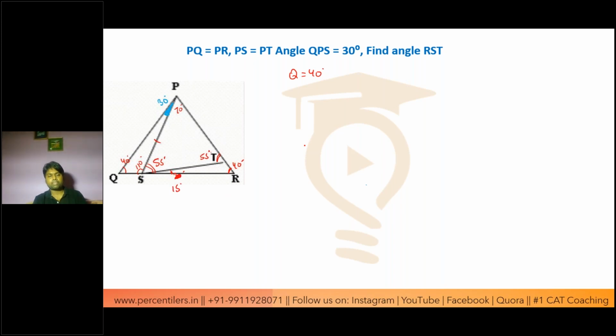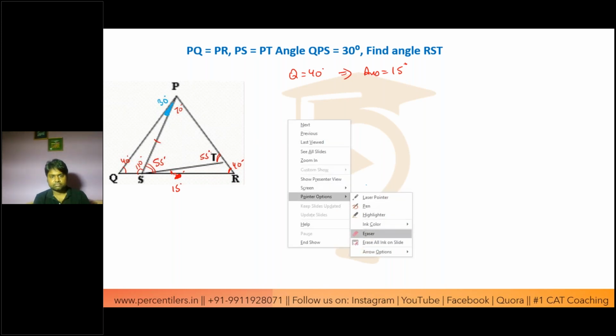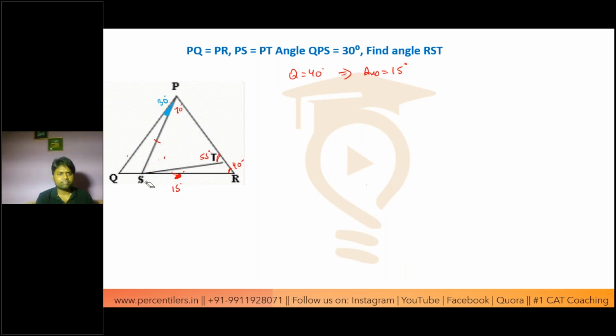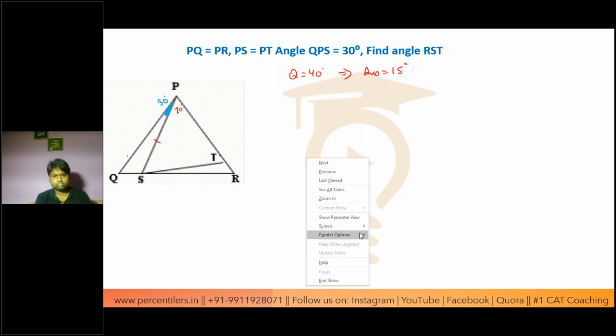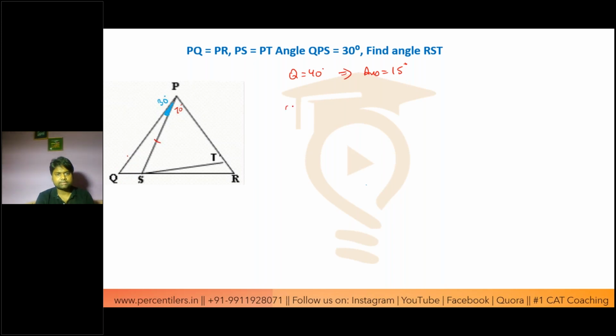आ गया 15. Okay, so I took Q equal to 40 and answer came out to be 15, which it is. ठीक है, एक वैल्यू और ले लेते हैं कोई. So next time I take, suppose Q equal to 60. Okay, so if this is 60, this becomes 90, which is not possible. लेकिन चलो ले लेते हैं.